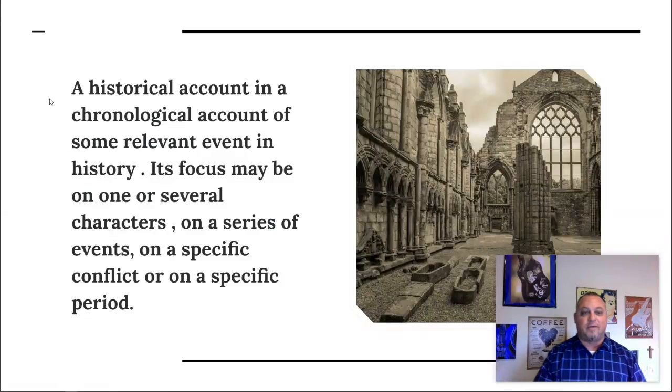It says a historical account is a chronological account of some relevant event in history. Meaning relevant, it's a big deal. Lewis and Clark, yes. Christopher Columbus, absolutely yes. The sinking of the Titanic, these are relevant historical events. People know about them at some level. Its focus may be on one or several of the characters that were there, or on a series of the events and specific conflicts. Right? So the historical account is going to focus on the real people, the real actions, the real conflicts, to let the reader know, hey, this was real all day long.